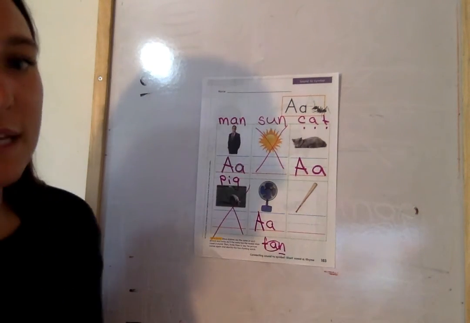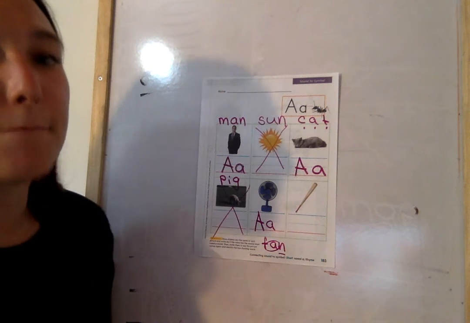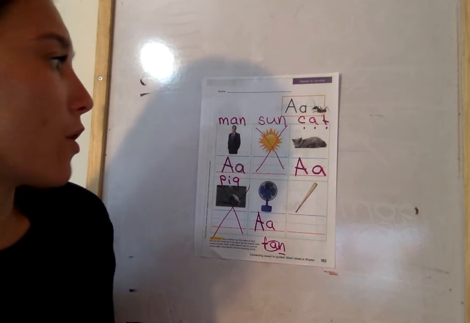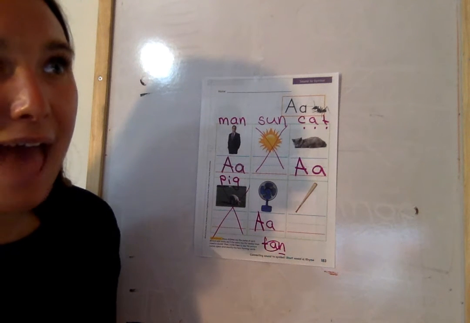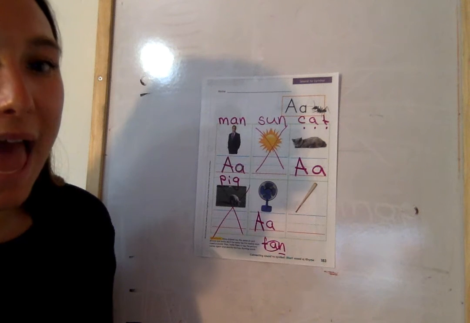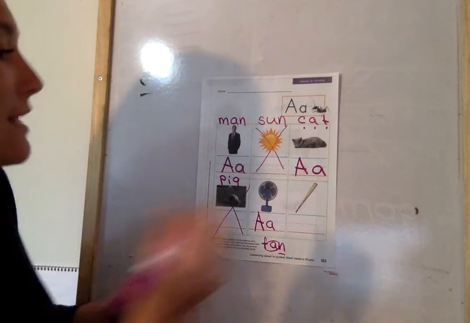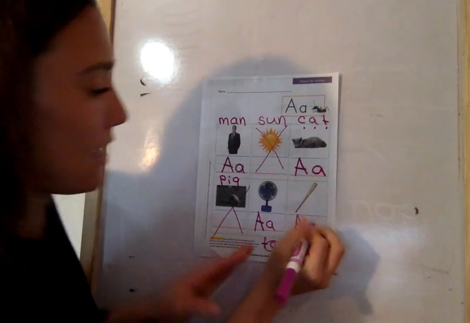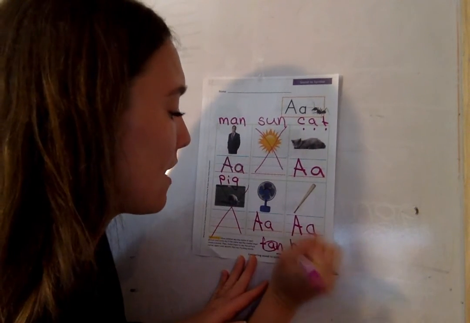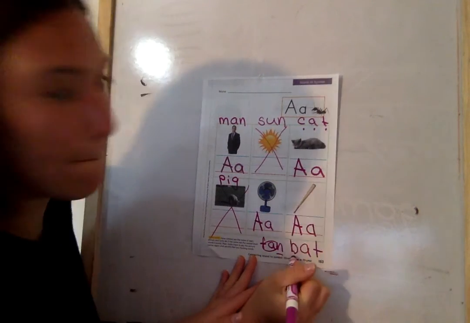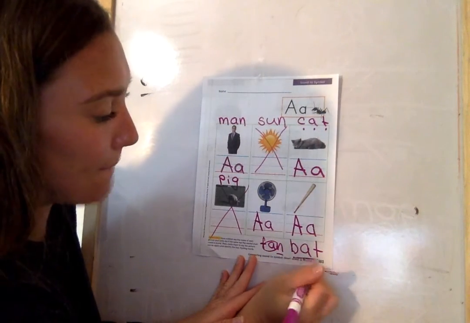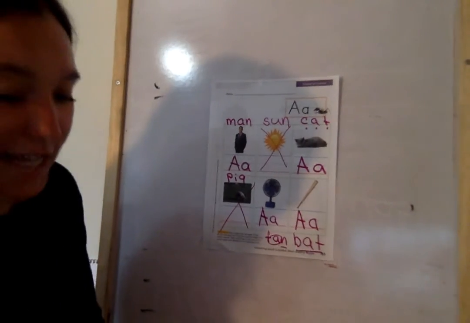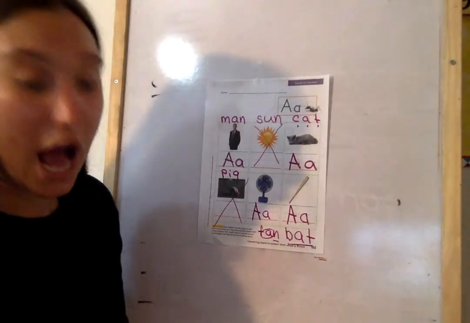The last one is a baseball bat. B-at. So we're going to see, does it have an A in the middle? It does have an A in the middle, so we're going to write our upper and lowercase a, and I'm going to write bat at the bottom, which is B-A-T. Bat.